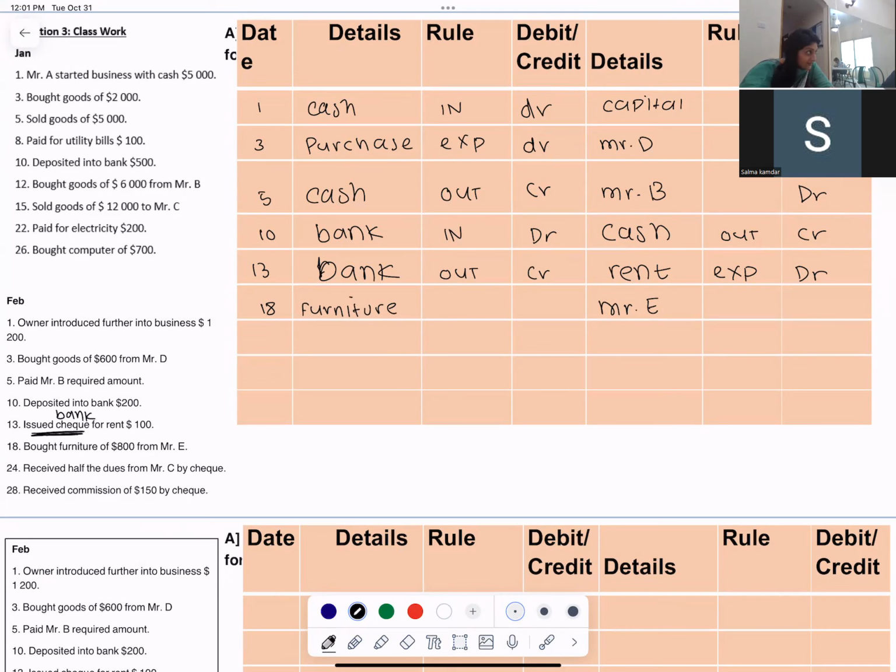Is it an expense, loss, income, or gain? It is an asset, right? Asset means real account. Any asset that you can touch, see, feel is a real account. You are going to use it in the business. Now, is this asset coming in or going out? In, because a real account has what rule? So furniture is coming in, real account, debit. Mr. E? Okay, go to the next one.